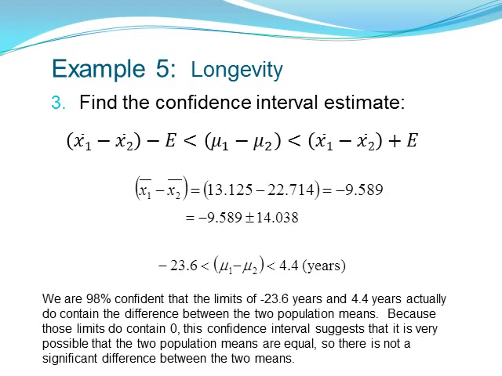Because this ranges from a negative to a positive, then we know that the limits do contain 0. So this confidence interval suggests that it's very possible that the two population means are equal, so there is not a significant difference between the two means.